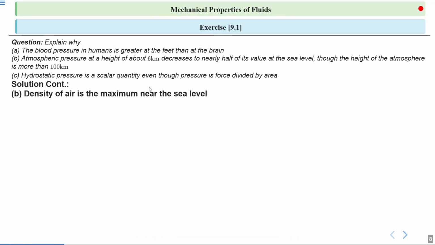Now, let's start with part B of the question. The density of air is higher near sea level. This means that the air is packed more closely together at the bottom of the atmosphere, which affects how pressure changes as we go up. So density of air decreases with increase in height from the surface. At a height of about 6 km, density decreases to nearly half of its value at the sea level.